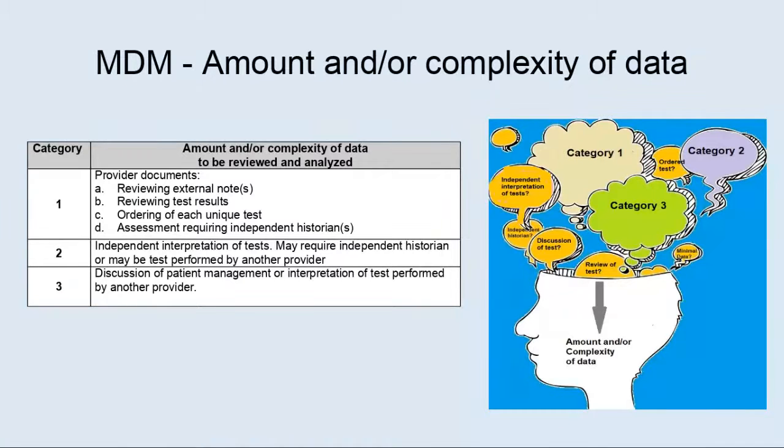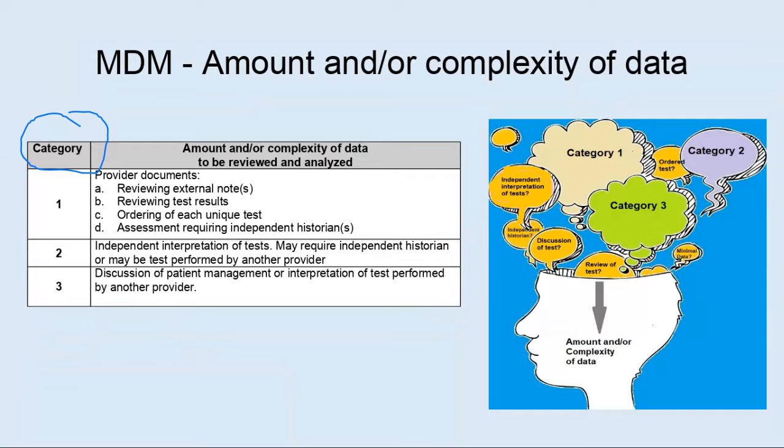So next look at the second element, which is amount and/or complexity of data ordered, reviewed, and/or interpreted. This includes test results, results from diagnostic procedures, and other data that are used to evaluate the patient's condition. This element includes 3 categories, and each one of these is a little more involved than the previous one. In category 1, tests are ordered or reviewed. An independent historian, such as a spouse or caregiver, may be needed to provide additional information.